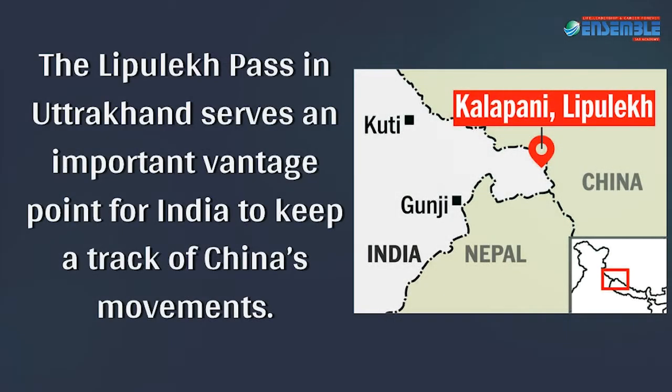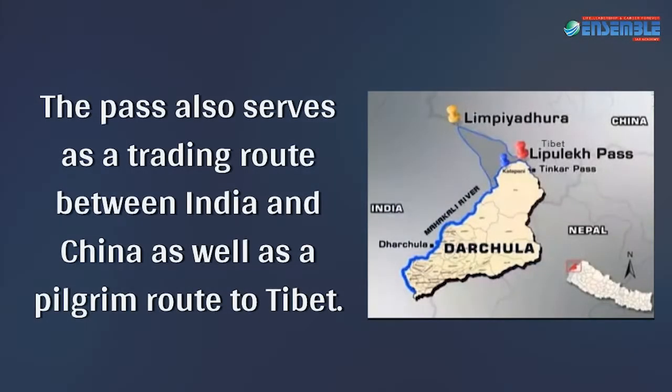The Lipulekh Pass in Uttarakhand serves as an important vantage point for India to keep a track of China's movements. The pass also serves as a trading route between India and China as well as a pilgrim route to Tibet.